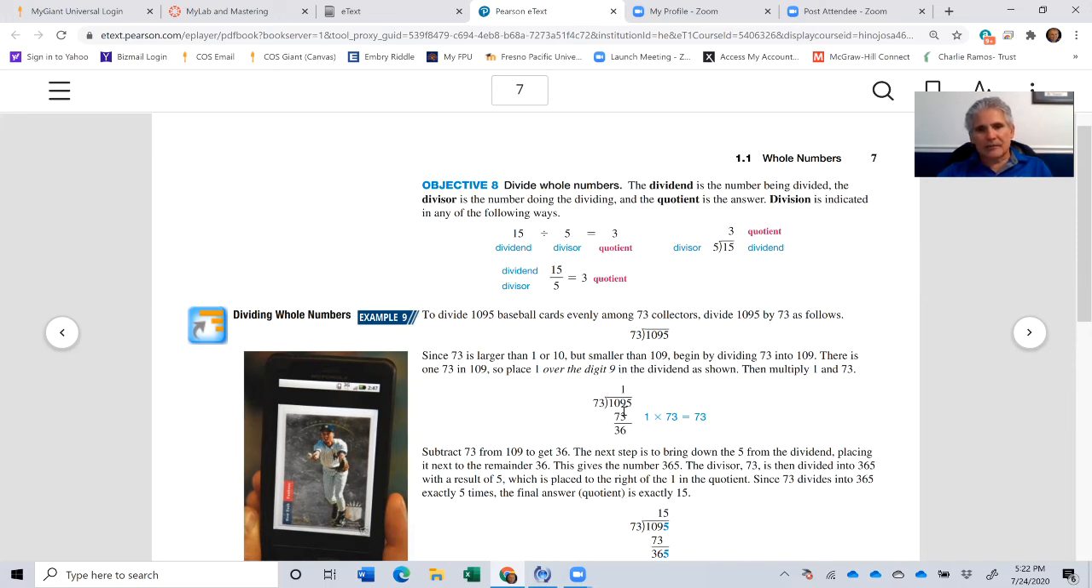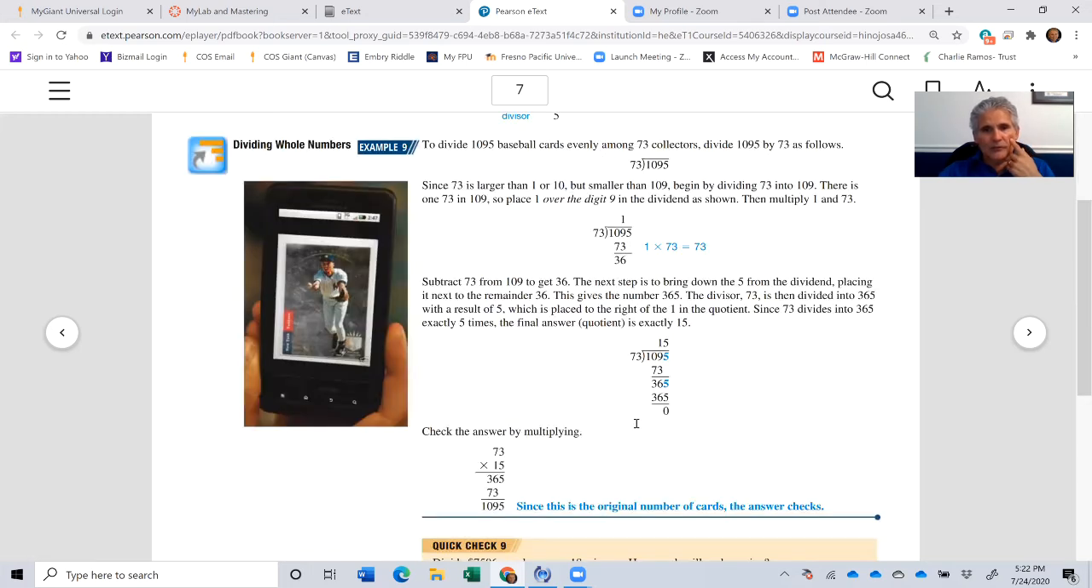1 times 73 is 73. So now we're left with 109 minus the 73. That gives us 36. We're going to take the next digit over, the 5, and bring it down. So now we're going to look at 365.